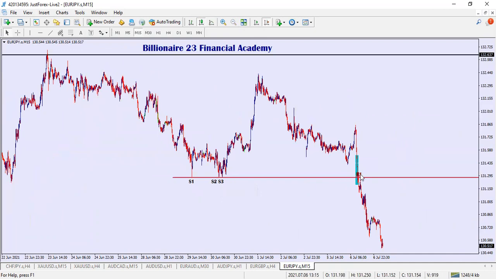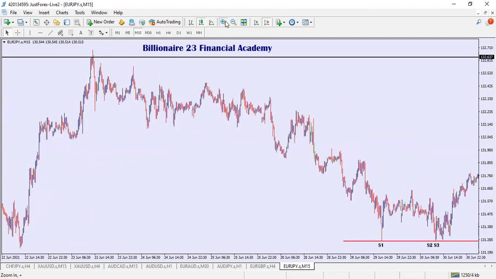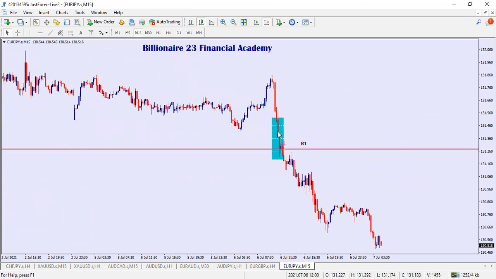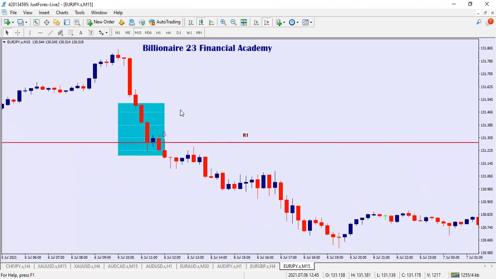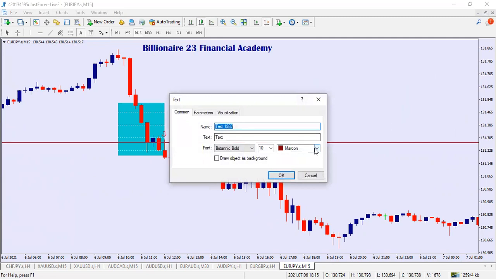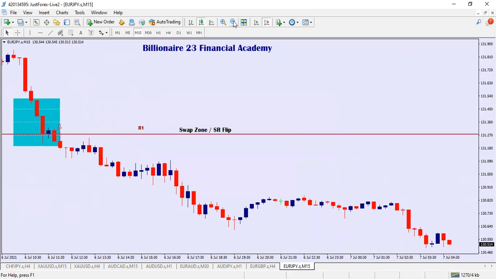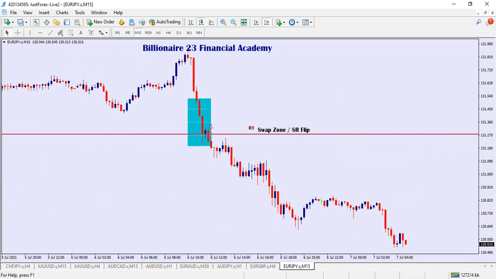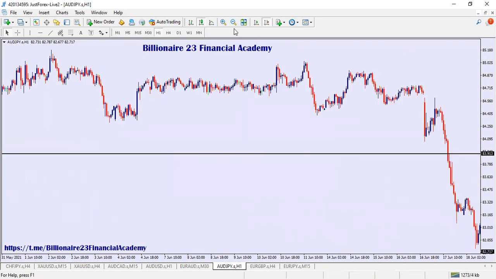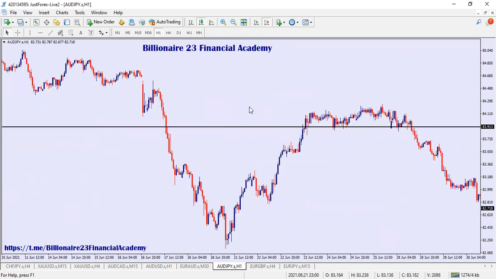Here are the support touches, the resistance touches there, just so you don't get confused. And this, as we've said before, is a support resistance flip or a swap zone. It happens over and over and over again. It's just a matter of you understanding how to identify them, how to spot them, and how to trade them. Trading them is not really that difficult.